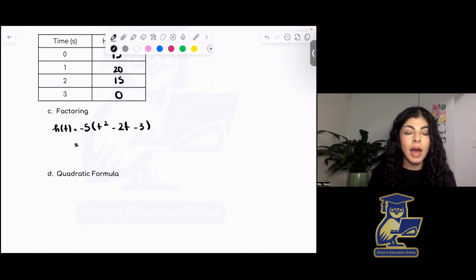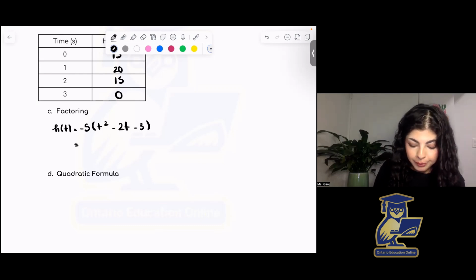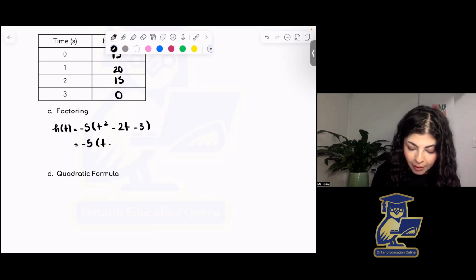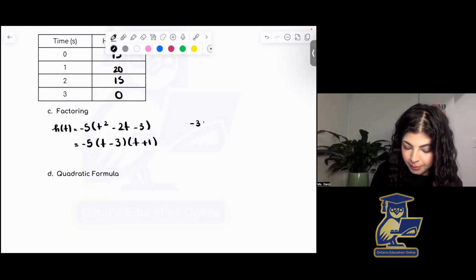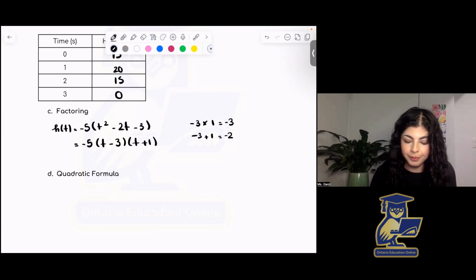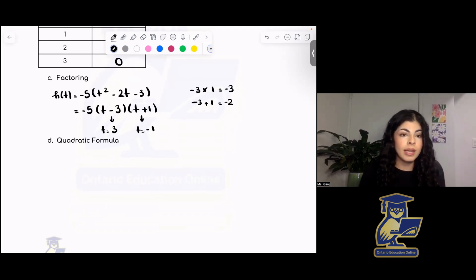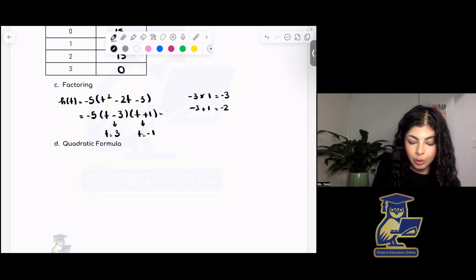So I want 2 numbers where their product is -3 and their sum is -2. And because 3 is a prime number, the only 2 values would be 3 and 1, and that actually works. -3 plus 1 will give us that -2. So we have t minus 3 and t plus 1 because -3 times 1 is -3 and -3 plus 1 is -2. And so now from here, I see that when t is 3 or when t is -1, we have this equal to 0.